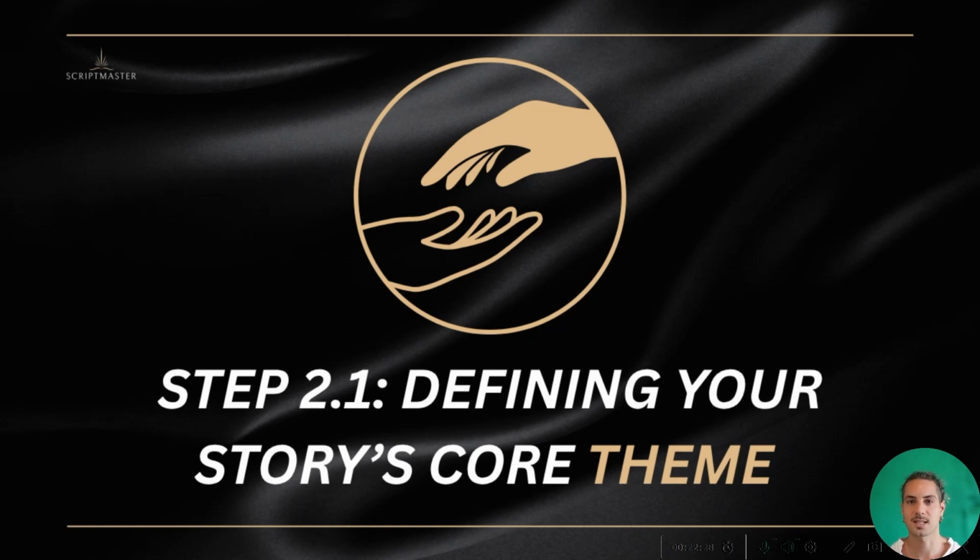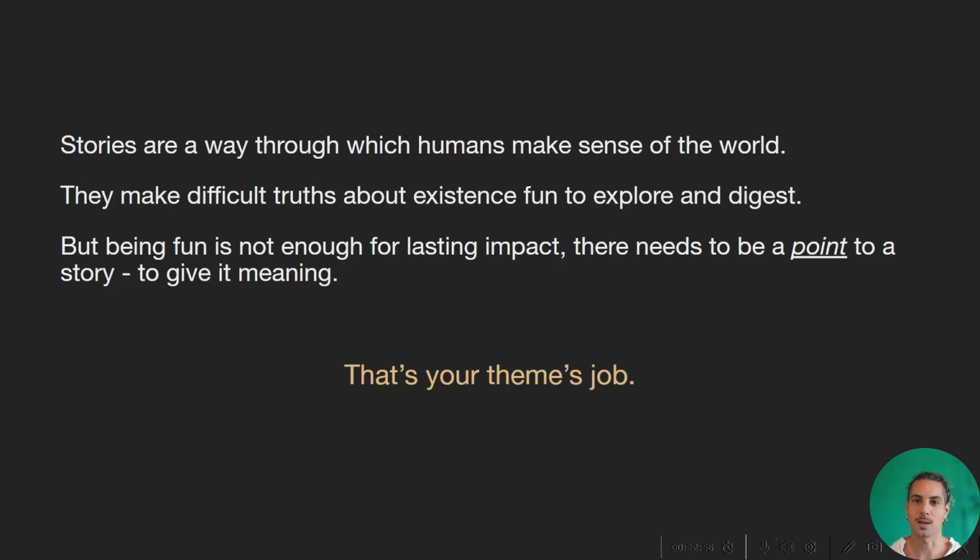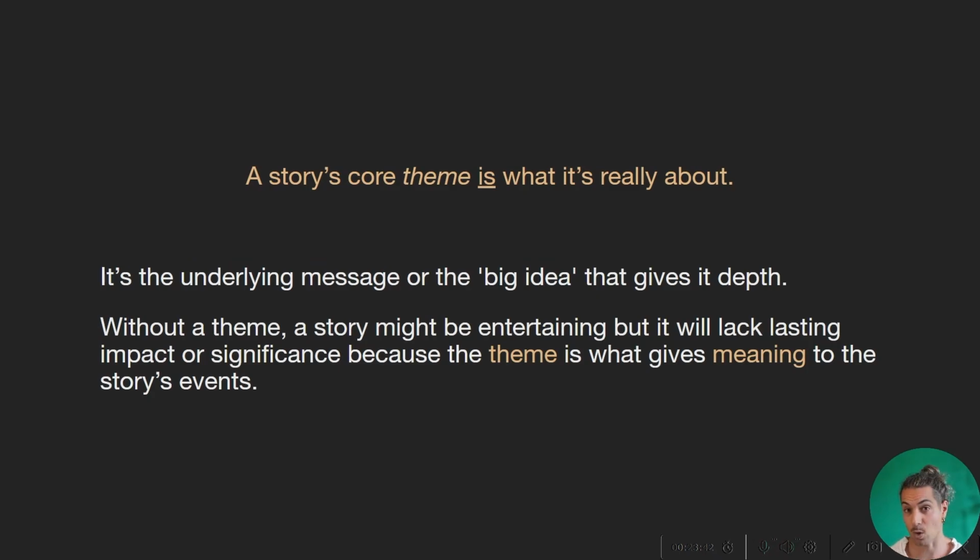Welcome to the first main step of the character alchemy process, where we're going to be defining what your story's actually about at its core, and that's defining your story's core theme. As we covered earlier, stories are a way through which humans make sense of the world. Stories help us to do that by making difficult truths about existence fun to explore and digest. But being fun is not enough for a story to have a lasting impact. There needs to be a point to a story, to give it meaning, and doing that is your story's theme's job. A story's core theme is what it's really about.